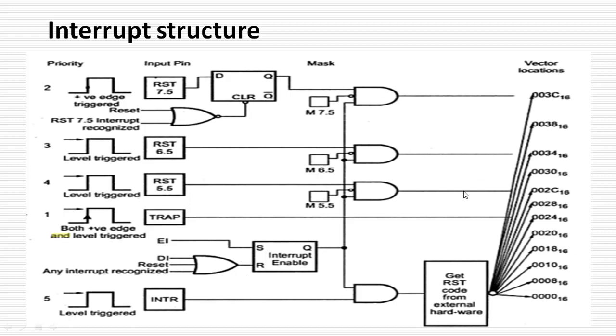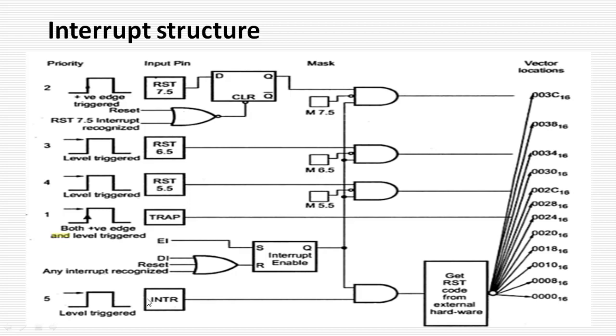These are all the corresponding vector locations. If RST 7.5 is enabled, the program automatically goes to 003C. If RST 6.5 is enabled, the program goes to 0034. If RST 5.5 is enabled, the program automatically goes to 002C. If TRAP is enabled, the program automatically goes to 0024. Whatever program is available at 0024 will execute automatically.